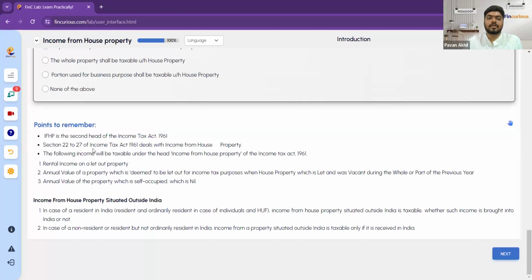And this is the basic idea of the method of computation. You can see the points to remember. Whatever we have seen till now is just a recap. You can go through it.